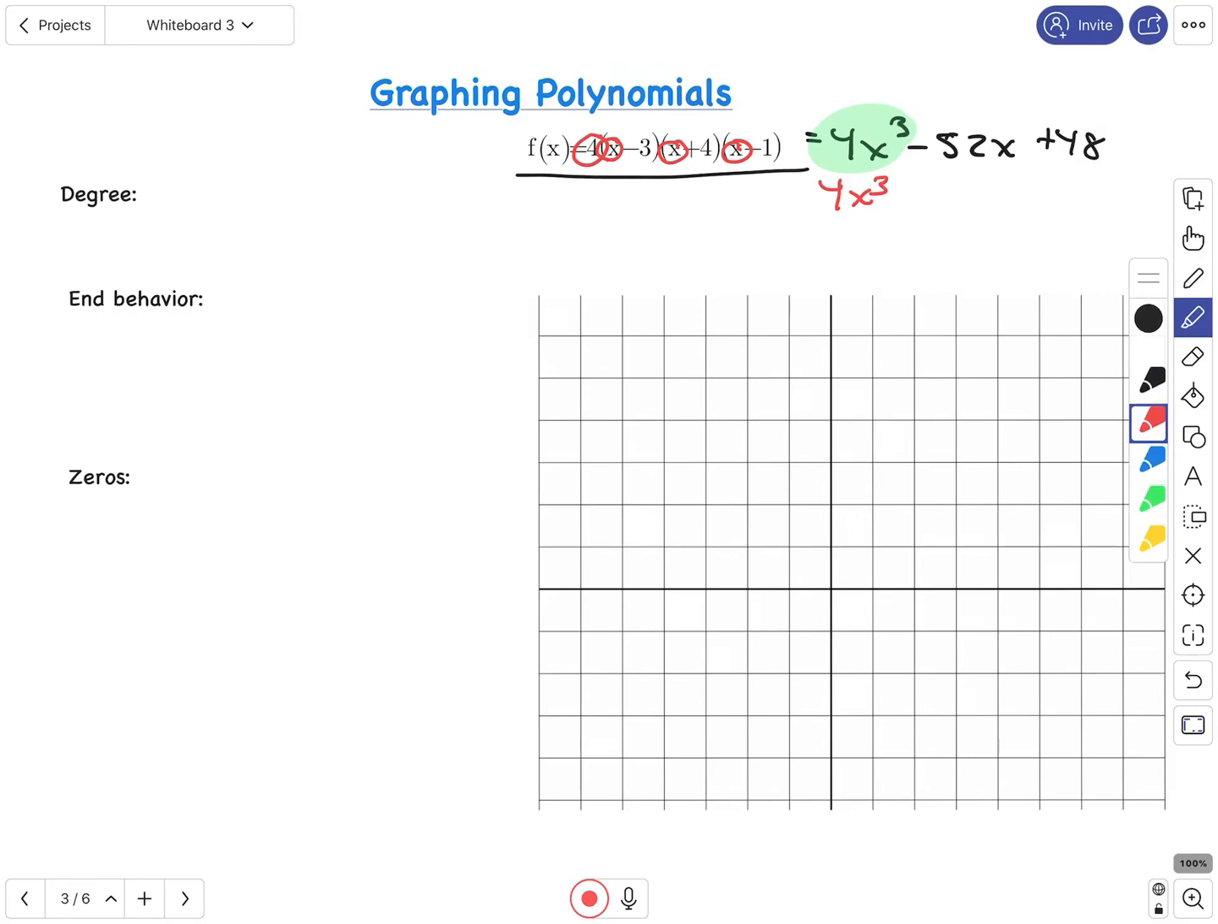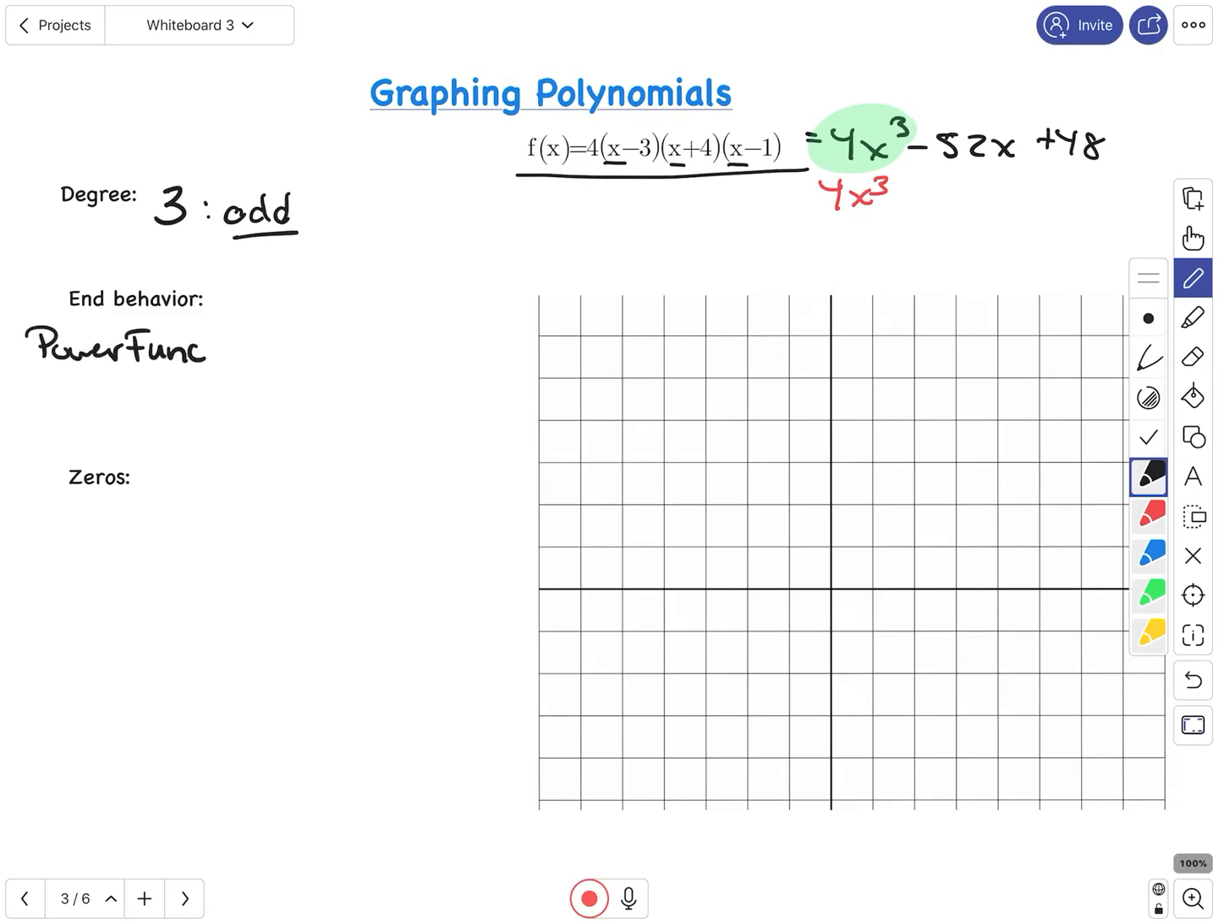So I'm going to erase this. And here's what we want to write down. The degree of this would be 1, 2, 3 x's. So the degree is 3, which is important that it's an odd number. Since our power function is just the most powerful term, so it would be 4x cubed, this is going to look just like x cubed. So it's going to go down on the left and up on the right. And again, I don't know what it does in the middle, so I'm not going to fill that part in.